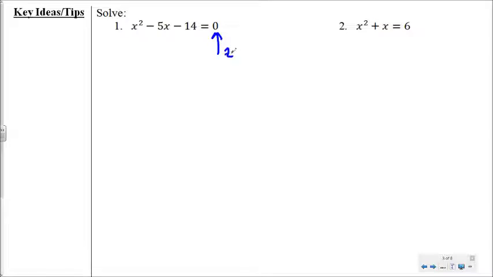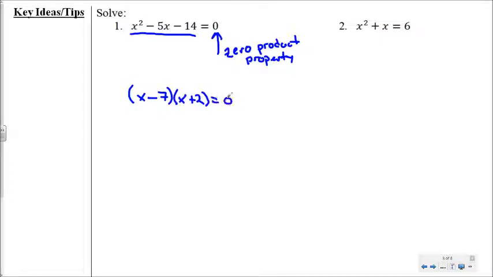Well, the zero product property tells me that one of the two factors of this number must be 0. So I'm going to re-express the left-hand side of this equation in factored form and use the zero product property. The left-hand side will factor to x minus 7 times x plus 2, and that will all be equal to 0. If you forget how to factor, you can go back and review the factoring video.